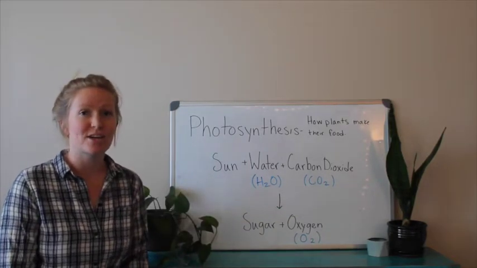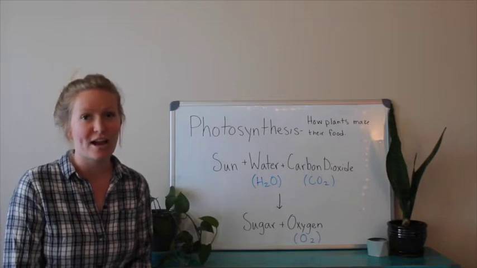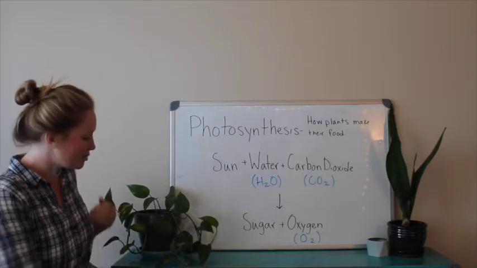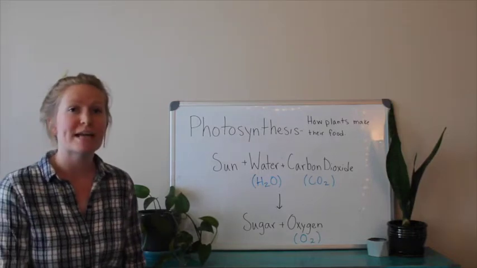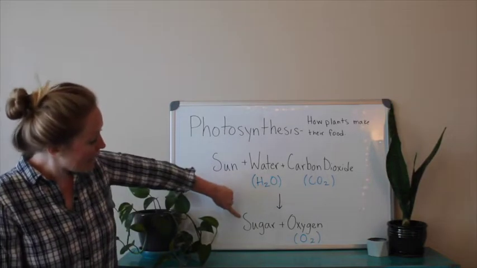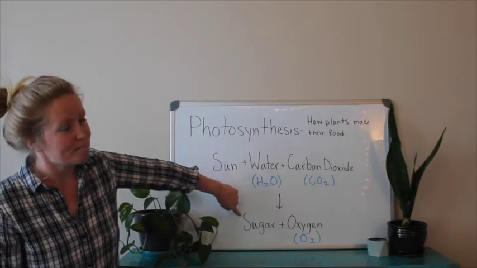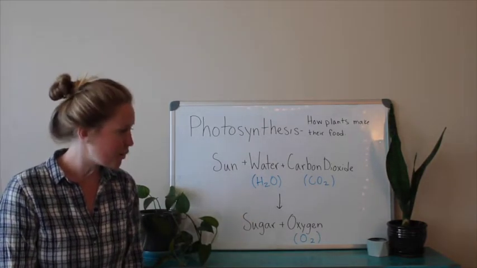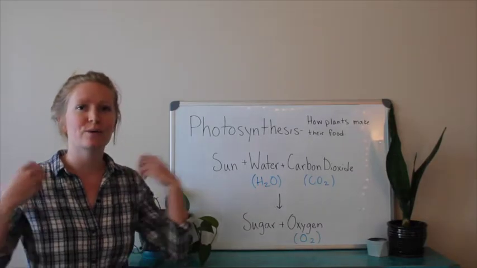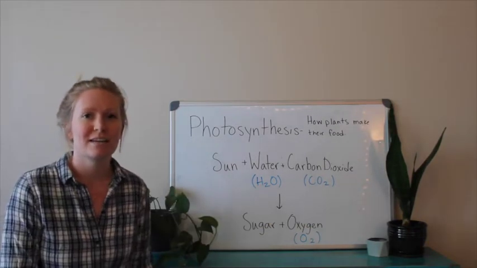So these 3 things are coming together, and there's a chemical reaction that happens inside of the plant's leaves. And that helps them to create sugar. And that's what they use for their own energy. But they also make something else. They make oxygen, or O2, and they release that out into the air.